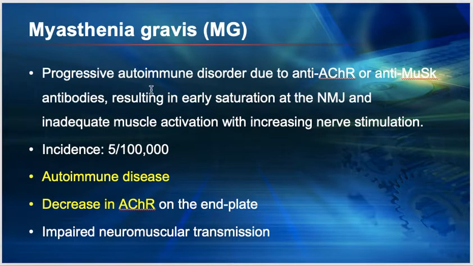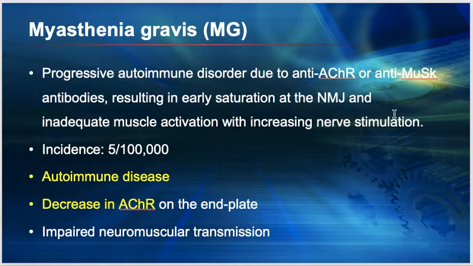Now again, we will go on to the definition, and I will show you the definition. It's a progressive autoimmune disorder due to anti-acetylcholine receptor antibodies, resulting in early saturation of the neuromuscular junction and inadequate muscle activation with increasing nerve stimulation. If you understand this now, things will be easy for you, guys.